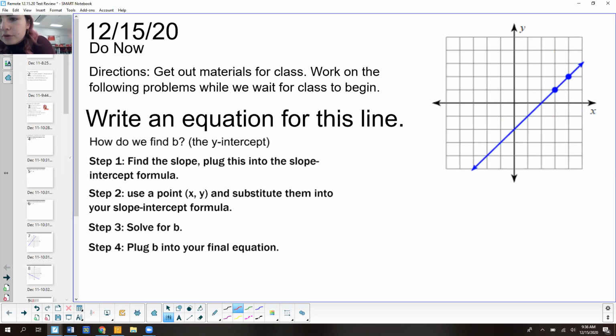So we're going to start at the leftmost point. We're going to go up. That's our change in y. Then we're going to go over 1, change in x. So our change in y was 1. Our change in x was 1. So our slope for this one is going to be 1 over 1. And 1 divided by 1 is just 1. So that's going to be our slope for this line.